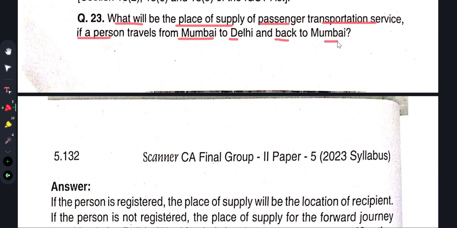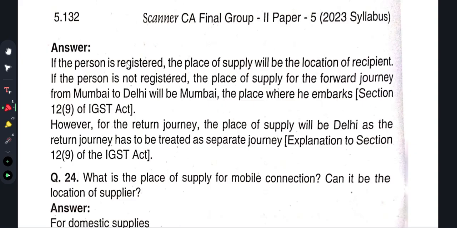First, when he is going from Mumbai to Delhi, the place of supply will be Mumbai. When he is coming back from Delhi to Mumbai, the place of supply will be Delhi. If a person is registered, the place of supply will be the location of the recipient.